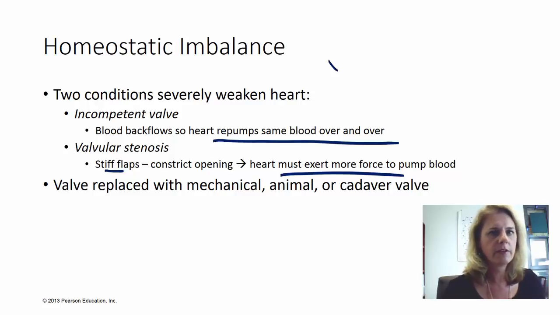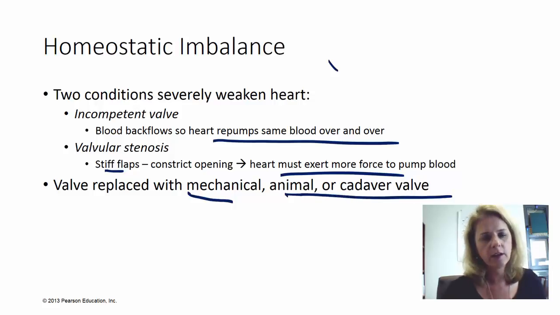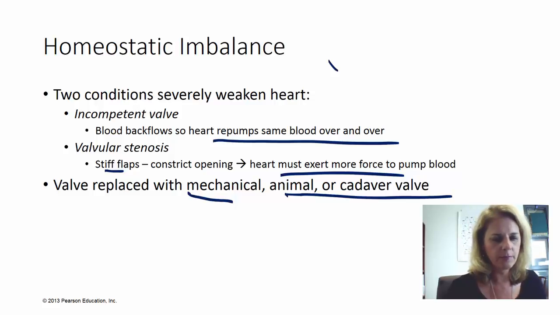So whenever you have incompetent valves or stenotic valves, you can replace them either with a mechanical valve, or a pig valve, like an animal valve, or even a human cadaver valve, because you don't want the heart to be pumping inefficiently. So valve replacements are commonly done with people with some kind of valve problem.